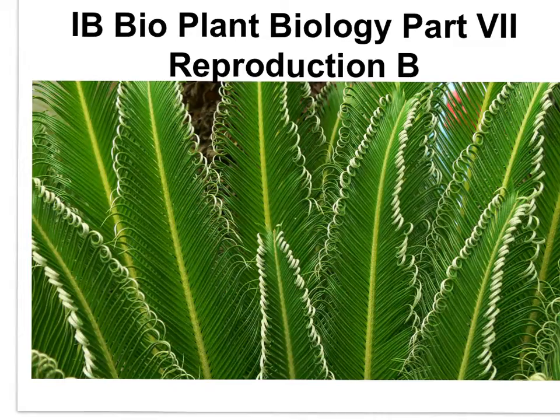IB Bio, Plant Biology Part 7, Reproduction B, will focus on distinguishing the following events: pollination, fertilization, and seed dispersal. The essential idea is reproduction in flowering plants is influenced by the biotic and abiotic environment.